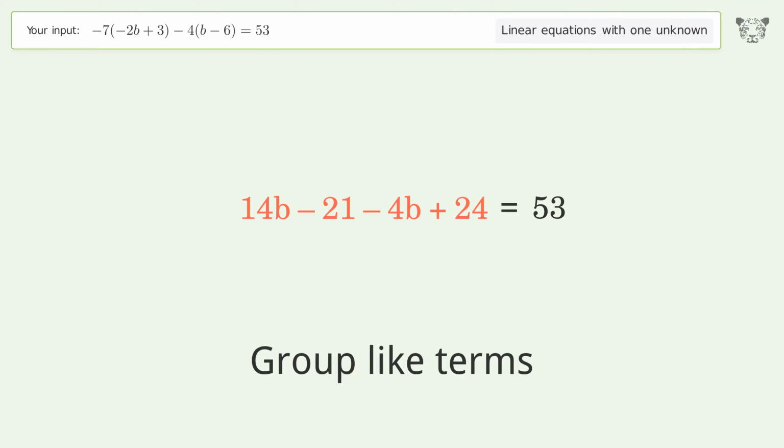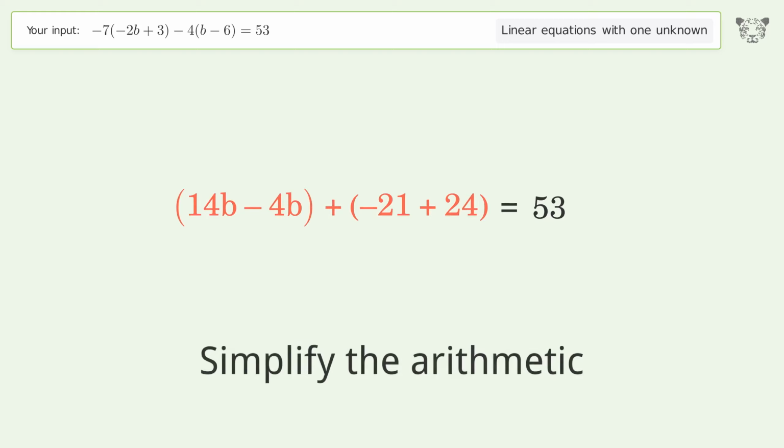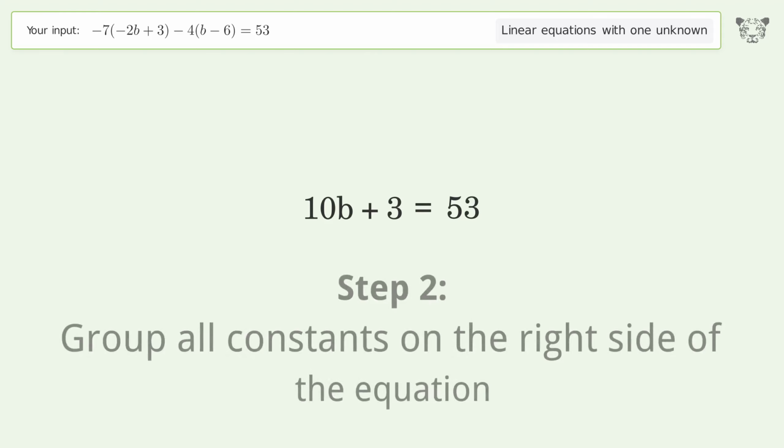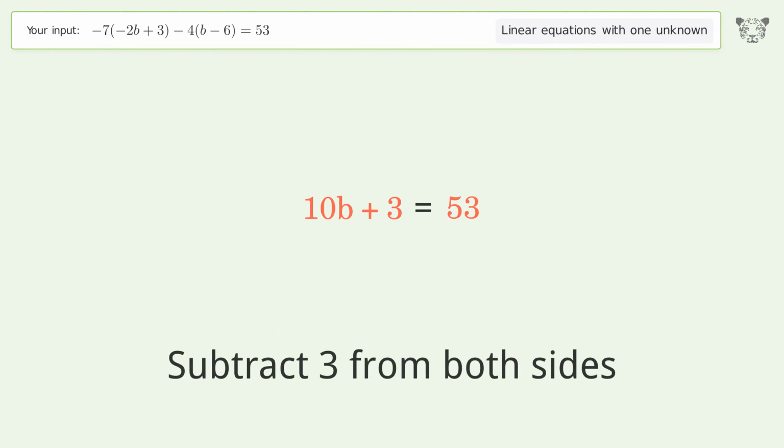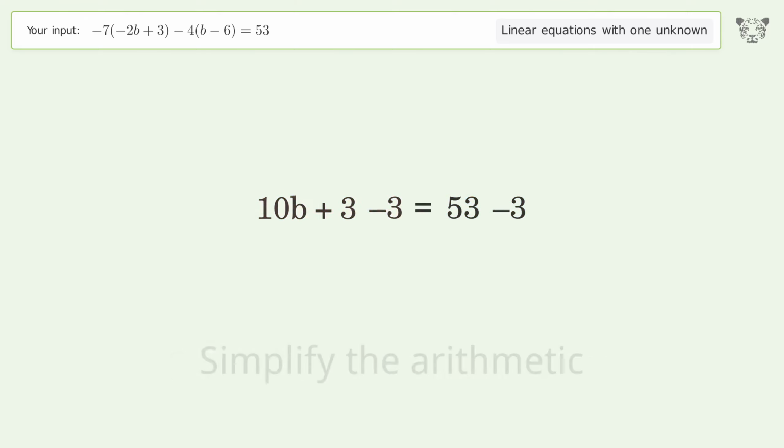Expand the parentheses. Group like terms. Simplify the arithmetic. Group all constants on the right side of the equation. Subtract 3 from both sides. Simplify the arithmetic.